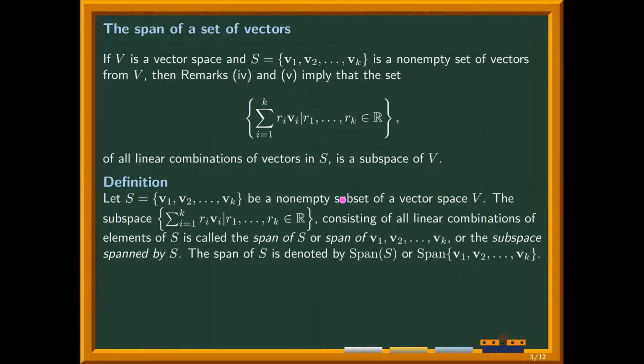And we have a special name for this subspace. The subspace above, consisting of all linear combinations of elements of S, is called the span of S, or the span of the vectors v1, v2 up to vk. Or we will also call it the subspace spanned by the set S. And the span of S will be denoted either by span(S), or span of the set {v1, v2, up to vk}.